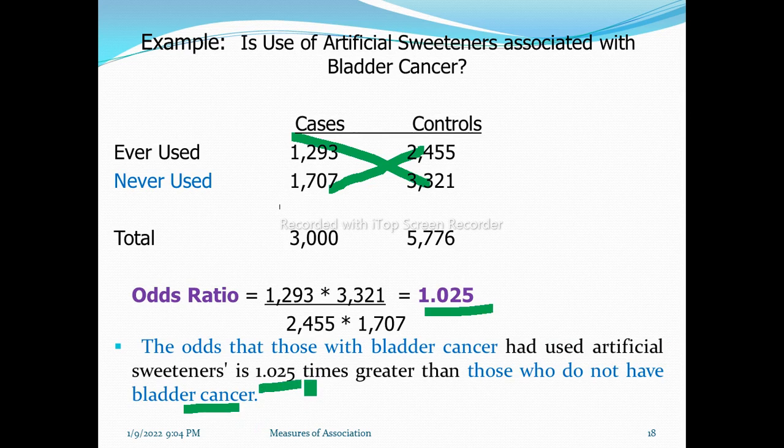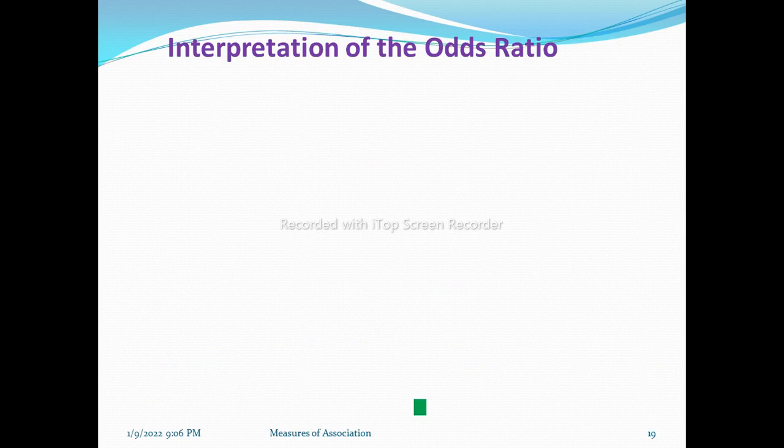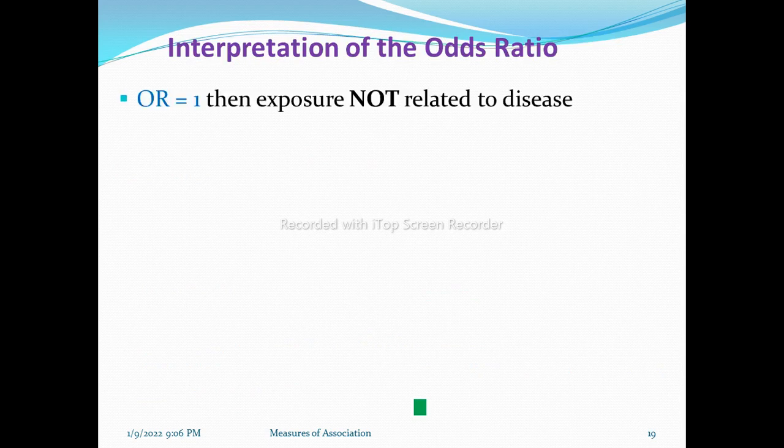So now, based on the given, it is greater than 1. So since it is greater than 1, it has a direct relationship between using artificial sweeteners and bladder cancer. That means it's a risk factor, but even if it is too much weak.